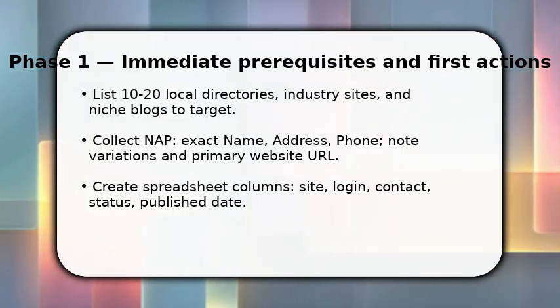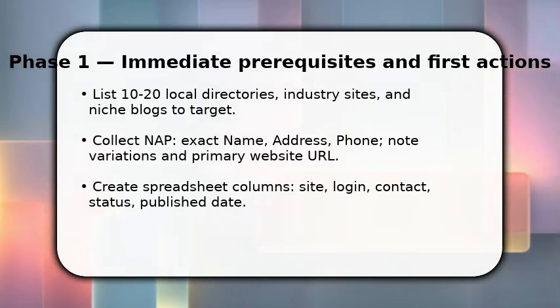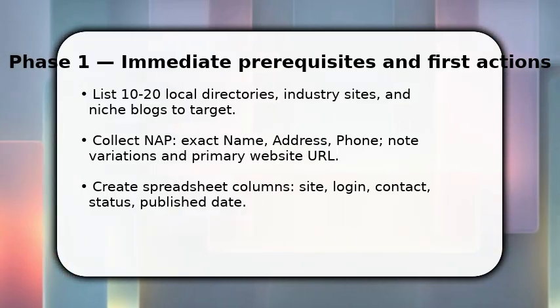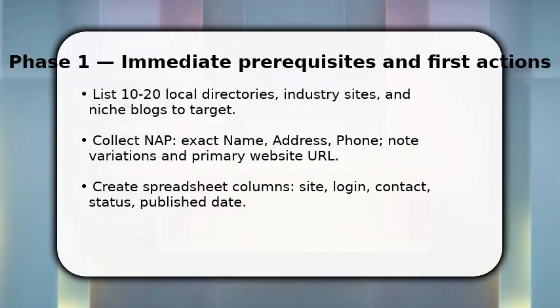Next, open a spreadsheet and create columns for site name, login credentials, contact person, status, and published date. This keeps progress trackable. Do this now. It prevents duplicate entries and inconsistent data that hurt search visibility later.